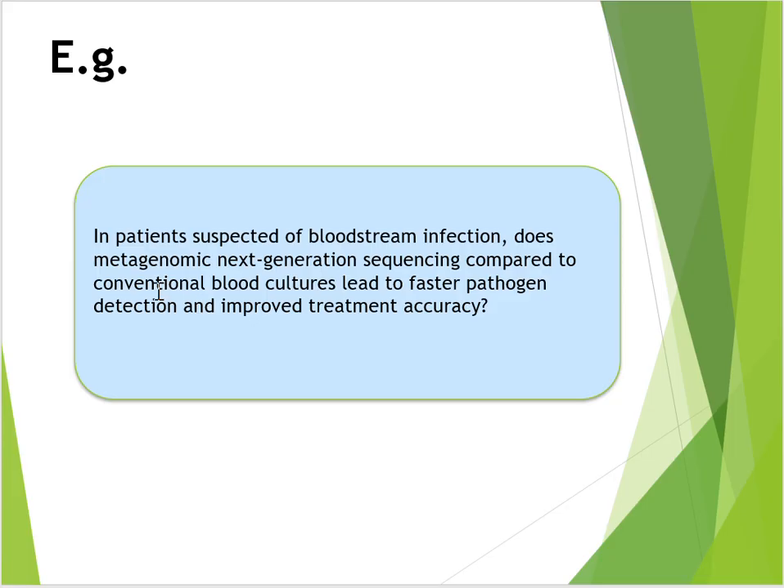So this is the question: in patients suspected of bloodstream infection, does metagenomic next generation sequencing compared to conventional blood cultures lead to faster pathogen detection and improved treatment accuracy? So number one, we say the population is that particular group with a specified characteristic. So in this case, the patients who are suspected to have bloodstream infection. So this is the population that you are going to study.